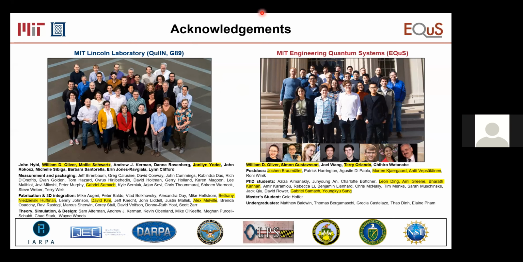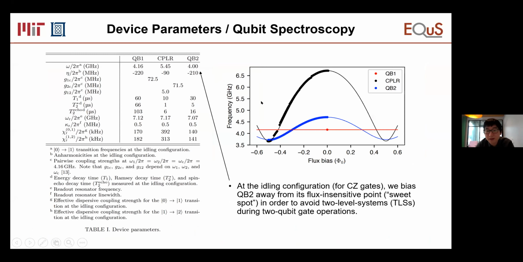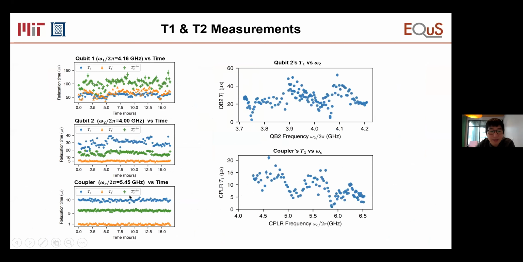Yes. So first, for the coupler, we have roughly 10 microsecond T1. But T2 is quite low because we bias at the sensitive point. T2 echo is about 5 microseconds. So this is quite low coherence time compared to the qubits, which have 60 microsecond and 30 microsecond T1 for qubit 1 and qubit 2. But in simulation, we find that the contribution of the coupler decoherence is negligible compared to qubit 1 and qubit 2, even though the coupler has 10 microsecond T1.